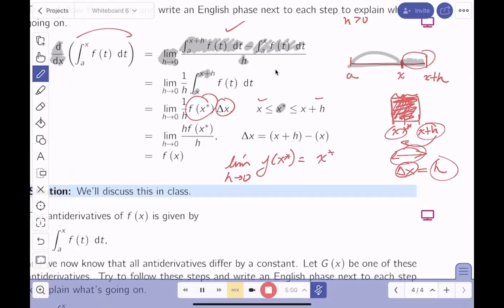X star. But then the question is, what's x star if h is going towards 0? I hope you realize that x star would have to be x. And why is that? Because h goes to zero, it's getting squeezed in between x and x. So it's got to be x.